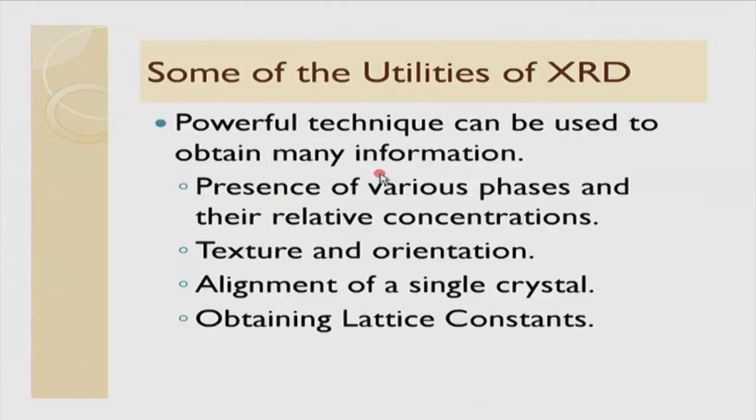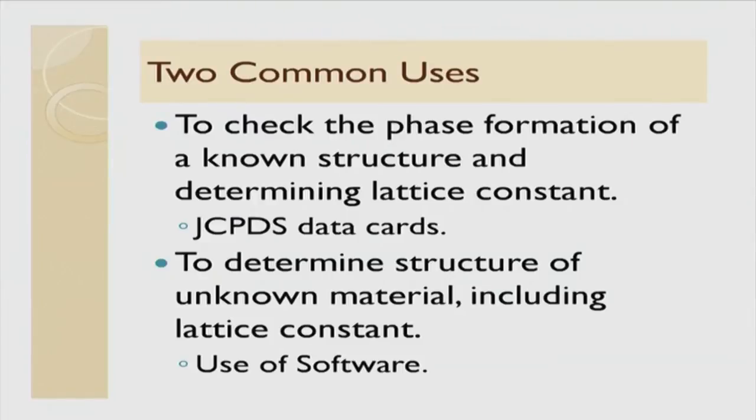Texture is one of the very important aspects that we discuss, especially when you are talking of minerals or, for example, steel. If you have the presence of various phases, if your material is a mixture of two different types of crystalline structure, then the relative concentration can be found out, and their texture and orientation can be found out. How do you align a single crystal, that can be done. In fact, obtaining the lattice constant. But if you talk of the most common things which most of our PhD students do, two things are done very commonly, and I think a very large number of times we use X-rays only for one of these two things. One is to check whether you have formed a phase.